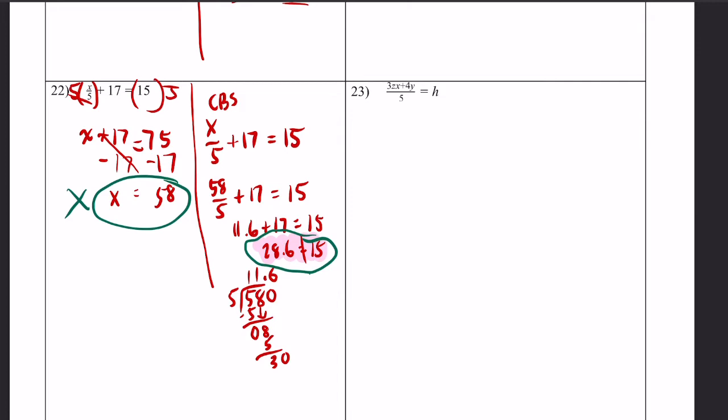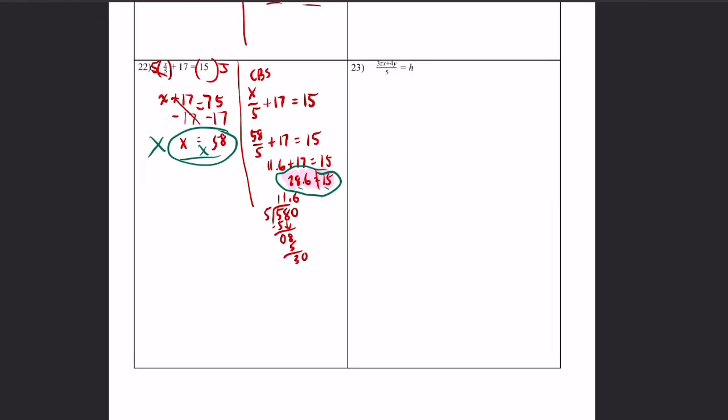Why did you bother to do check by substitution? If the left side is not equal to the right side, that already tells you it's wrong. This is wrong. So let's go back to what you did. Remember before I told you, add or subtract first before multiplying or dividing. So let's do x over 5 plus 17 equals 15.